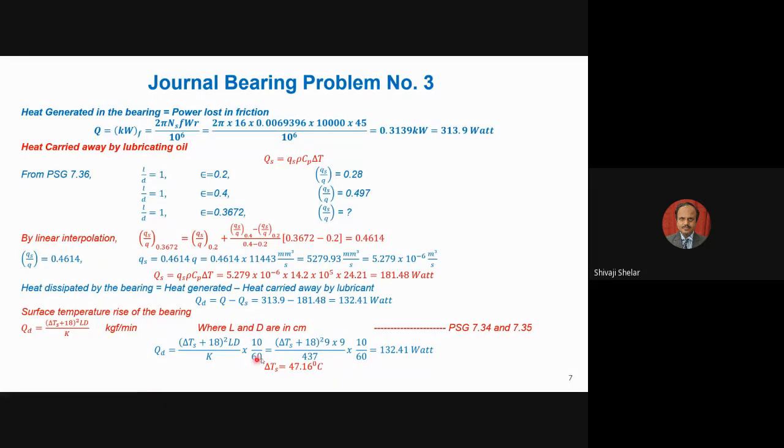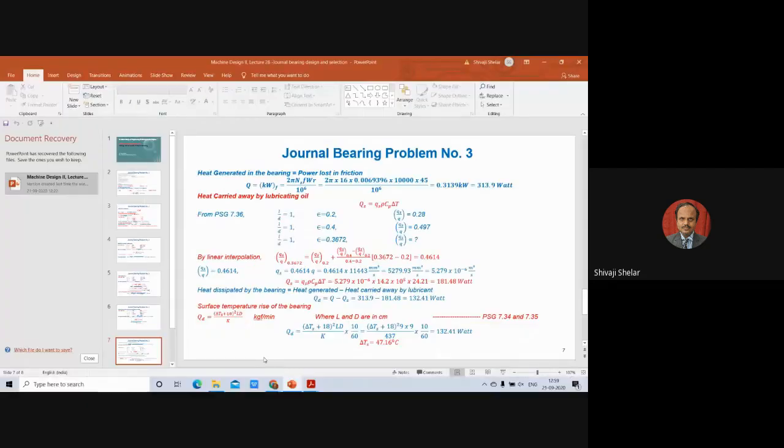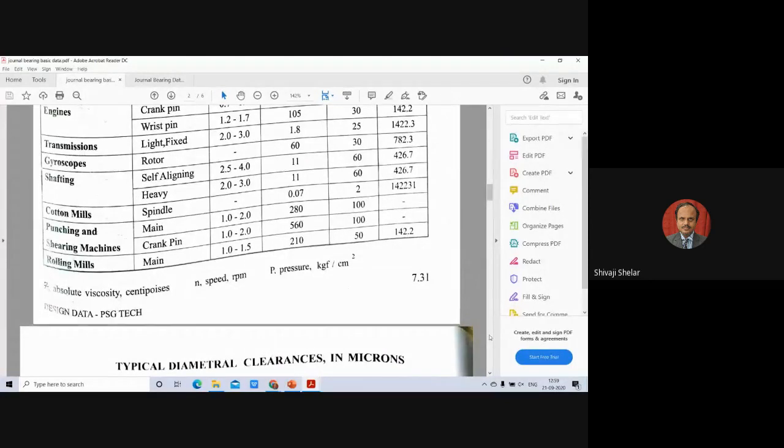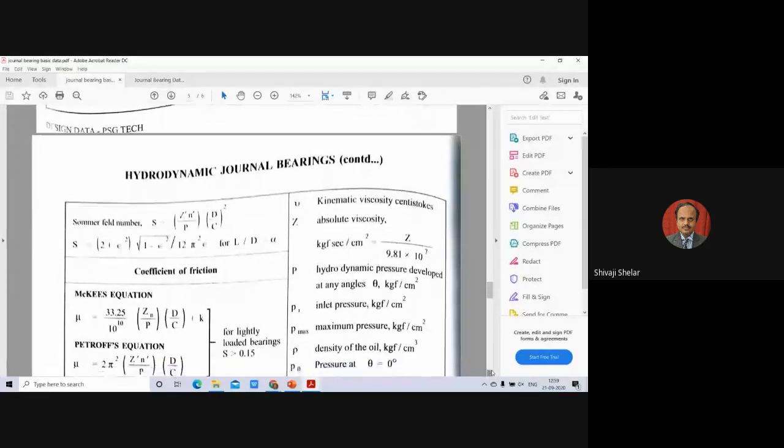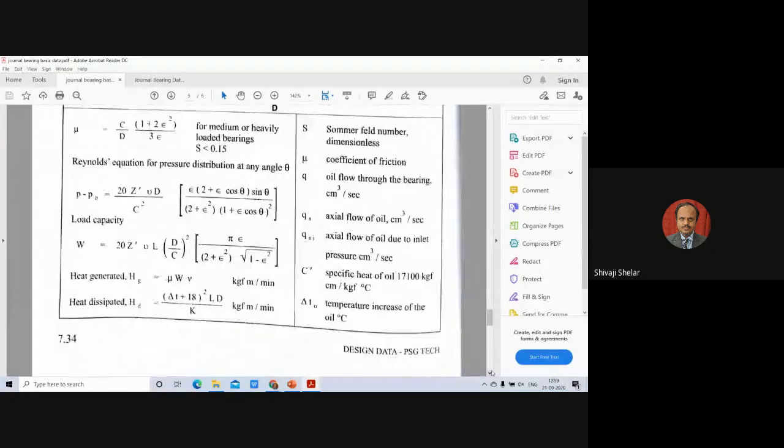If you go to page 7.34, we are calculating the surface temperature of the oil. Here, for heat dissipated, this formula is there: QD is equal to delta Ts plus 18 bracket square into L into D upon K, capital K, where L is in centimeter and D is in centimeter. K is a constant, which is available on page number 7.35. This value you will get in kgf meter per minute.